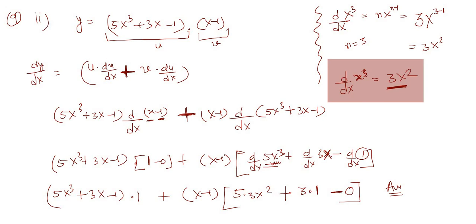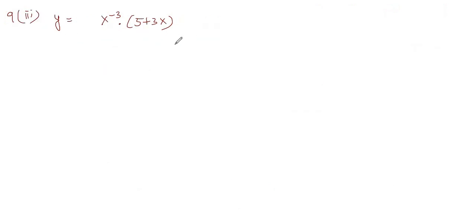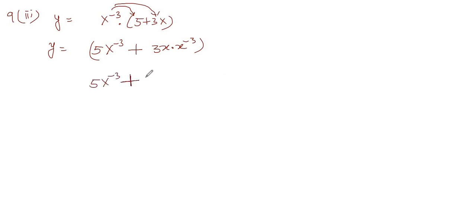Next question. This is the third part of the question. So can I write this multiplied inside, correct? So this will be 5x raised to power minus 3 plus 3x into x raised to power minus 3. We can do that. What will it become? Power 1 and minus 3. Powers are added, so 1 minus 3 is minus 2. So x raised to power minus 2. So this is my question.